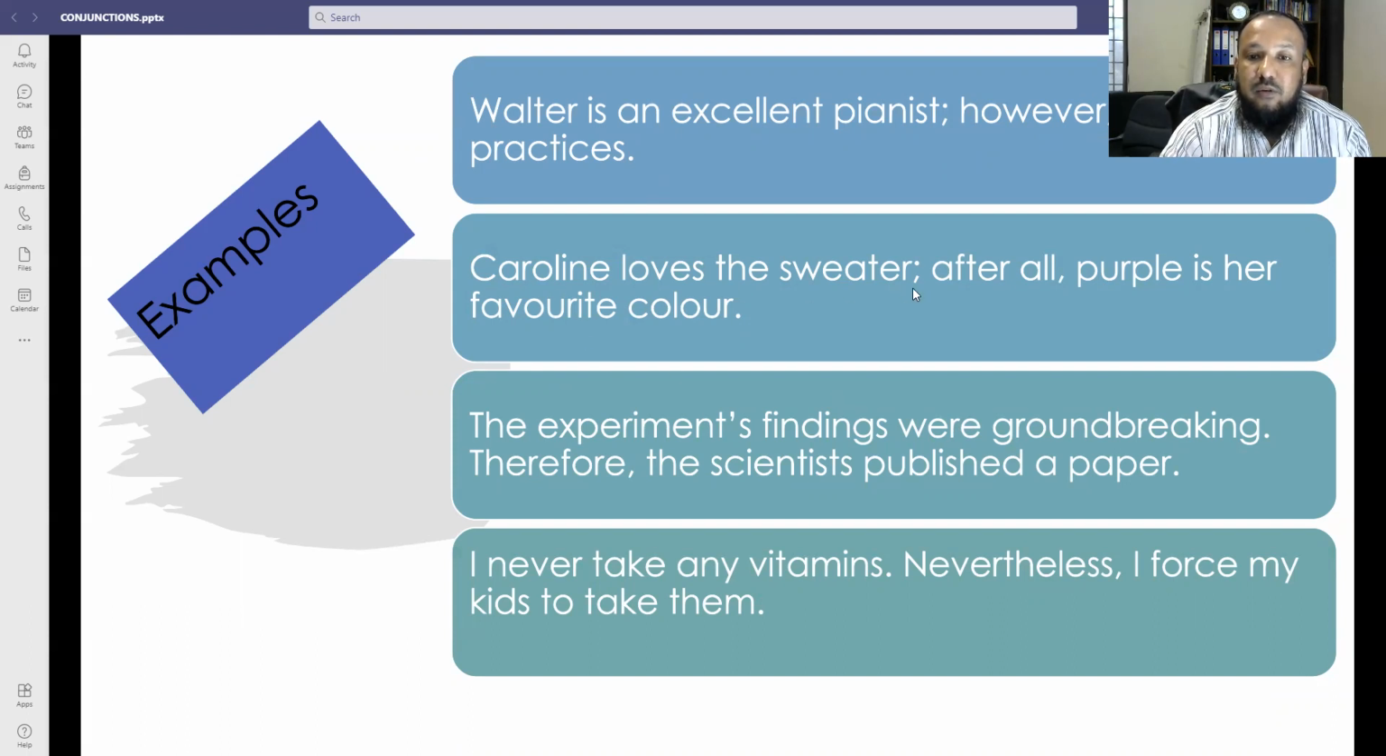Second है, Caroline loves the sweater, semicolon दिया हुआ है. After all, purple is her favorite color. Now see, अगर यहाँ पर जो हमने semicolon इस्तेमाल किया है, you can use here full stop as well. We term full stop period also. The experiment findings were groundbreaking. Therefore, अब therefore से पहले यहाँ पर जो full stop है, यहाँ पर आप लोग semicolon इस्तेमाल कर सकते हैं, because we know there are two conditions, whether you use semicolon or full stop. And after the conjunctive adverbs, we are bound to use a comma.